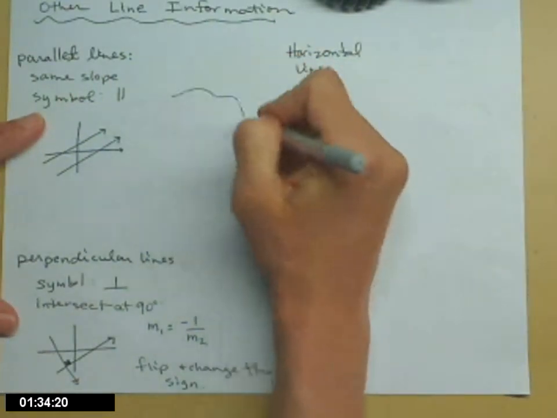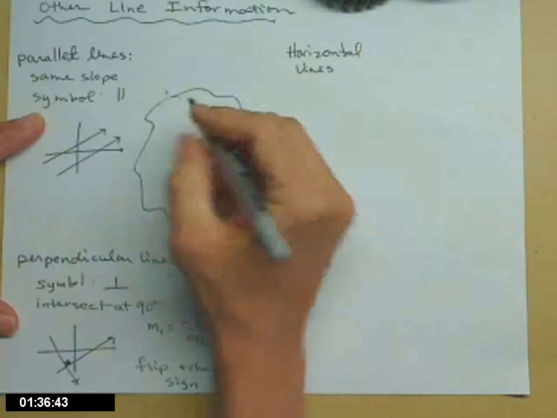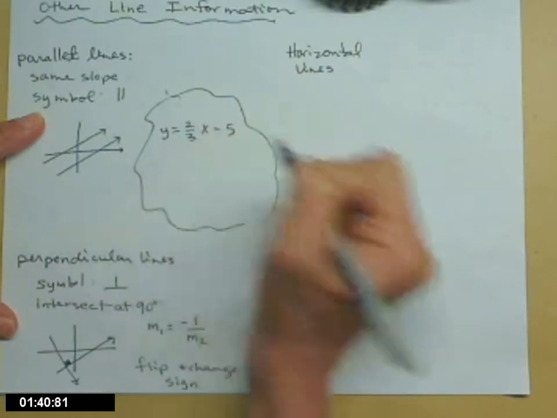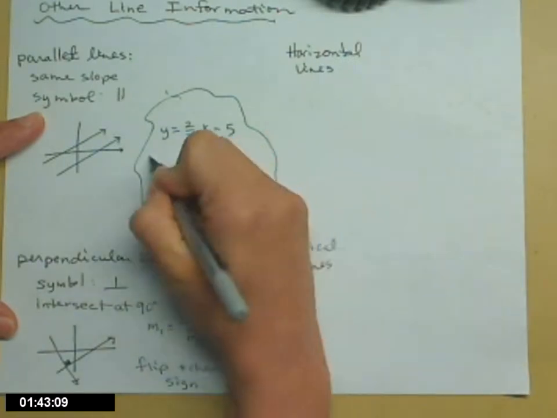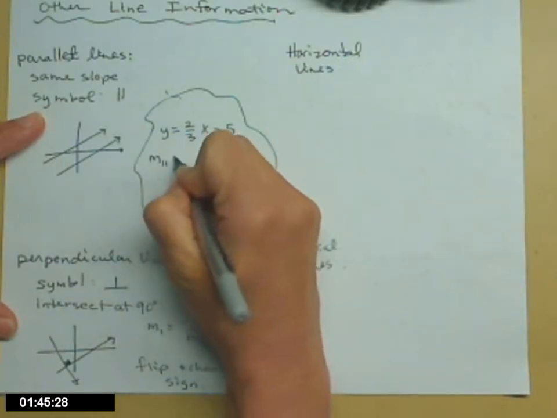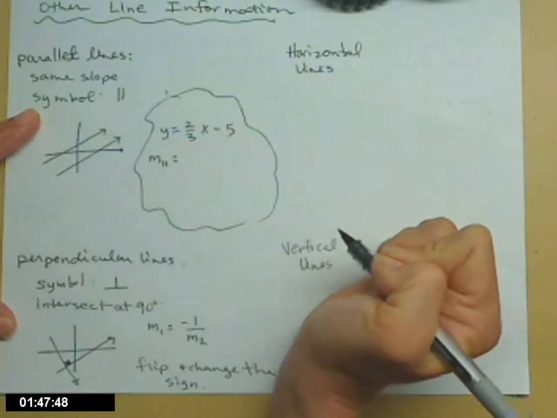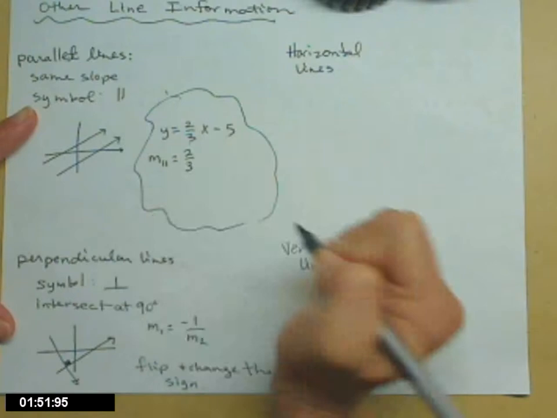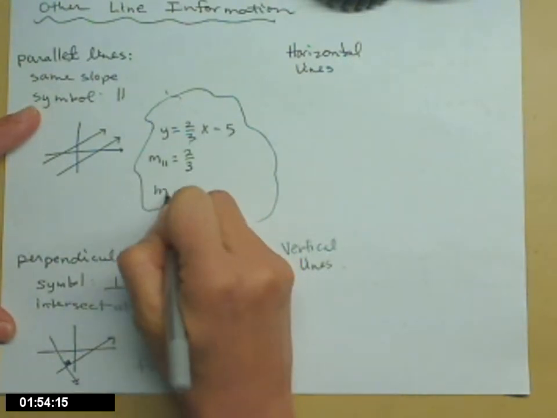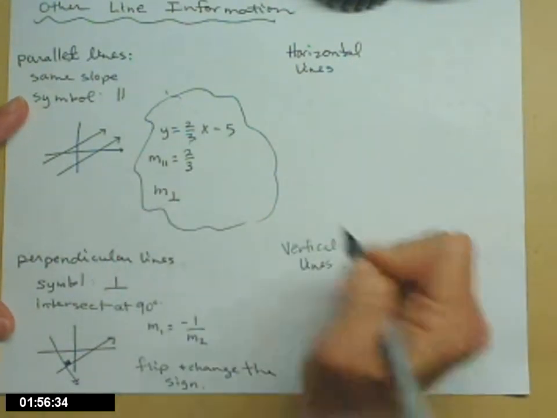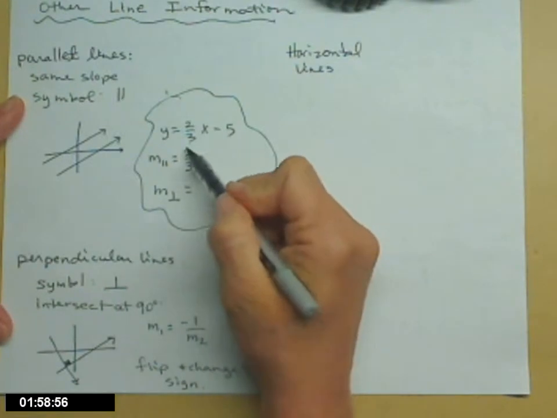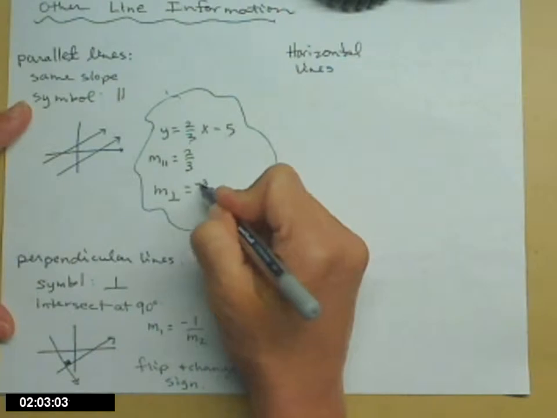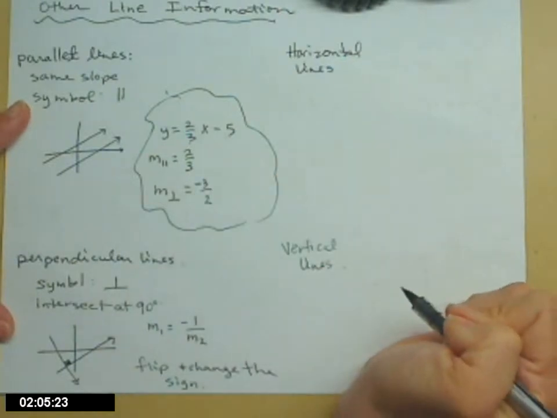So a quick little example. Let's say y equals 2/3 x minus 5. To find the slope of a line parallel to that, I'll subscript my m with a little parallel symbol, I have the exact same slope, 2/3. To find the slope of a line perpendicular to that one, I take the slope that I'm given, flip it, 3/2, and change the sign.